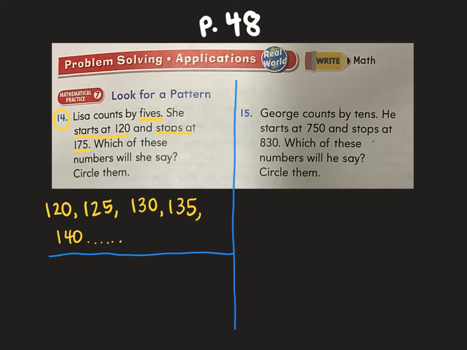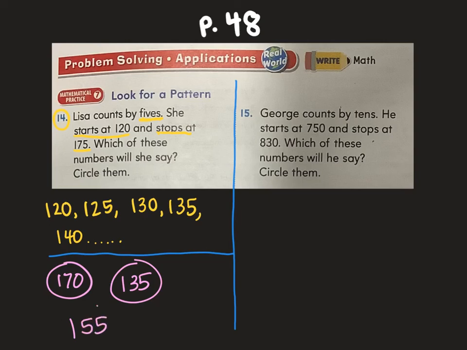So if Lisa counts by 5s, you would circle 170, 135, and 155. She wouldn't say 151 because that's not skip counting by 5s. She wouldn't say 200 because she didn't count that high up. And she also did not count to 180.